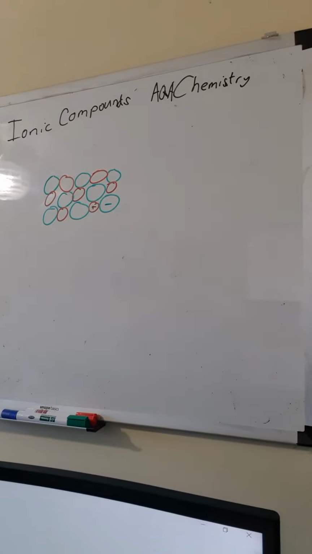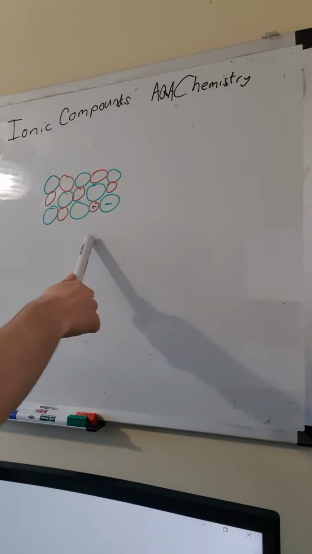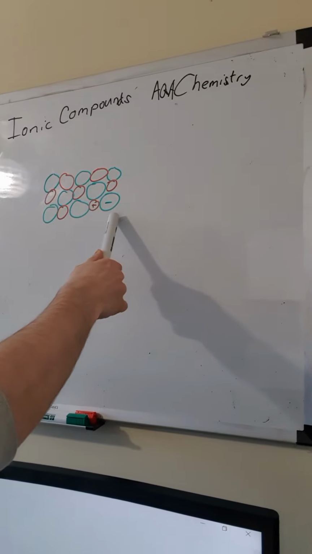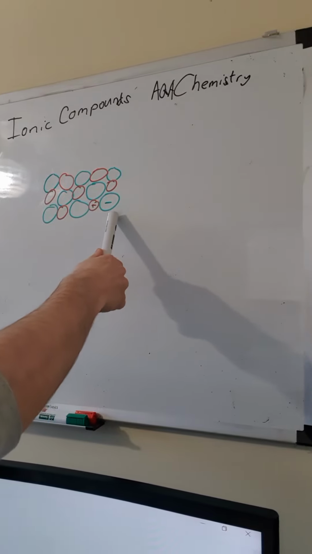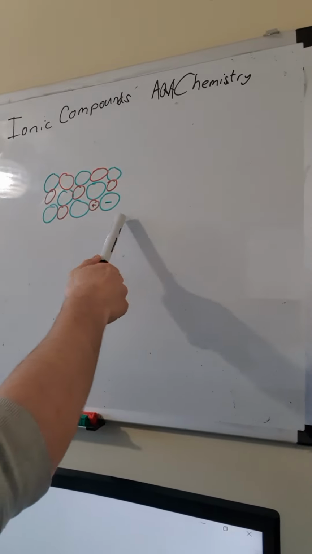Hi guys, this is AQA Chemistry, giant ionic compounds. And so here we have a giant ionic compound. This is sodium chloride. It has sodium ions, which are the positive ions, and chloride ions, which are the negative ions. And they're in a lattice, so that means just a regular structure, and it's a solid.